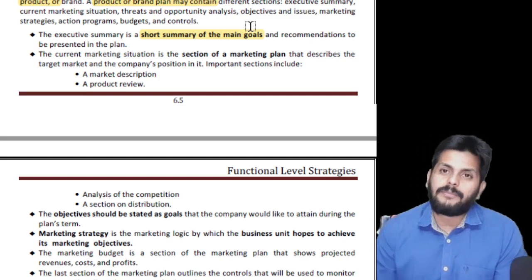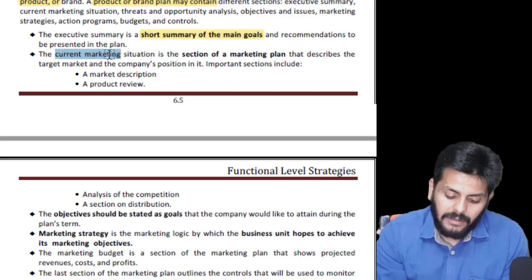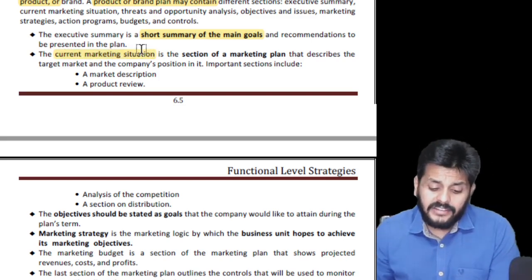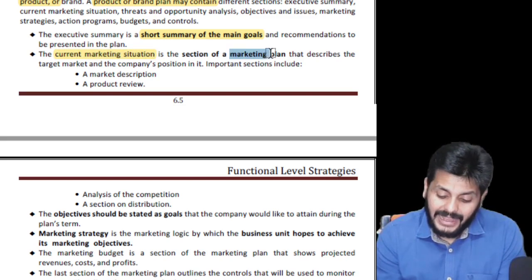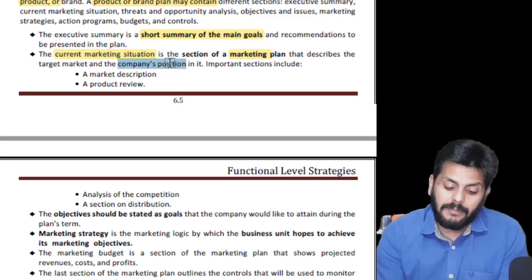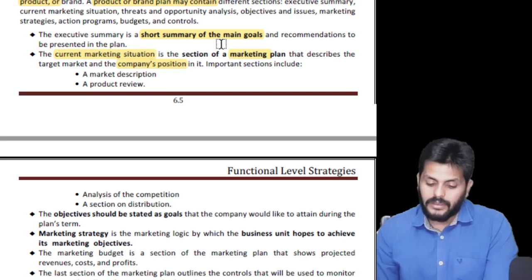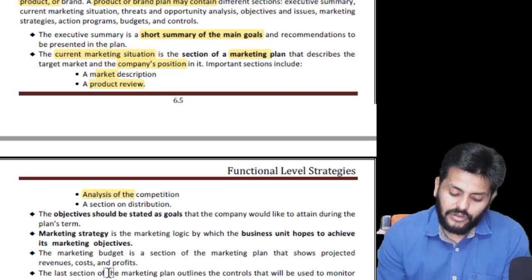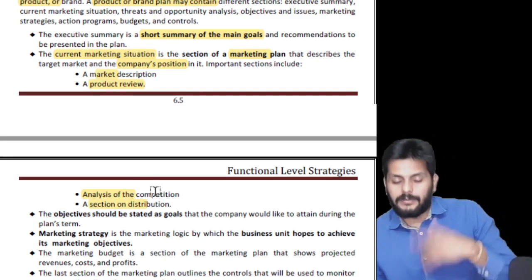Two is a very important thing that you read sometime back. Current marketing situation. What is this? The current marketing situation is a section of a marketing plan that describes the target market and the company's position in it. Important sections also include a market description, a product review, analysis of the competition, a section on distribution. Let me break this down for you.